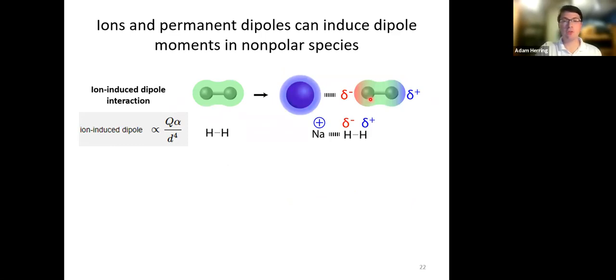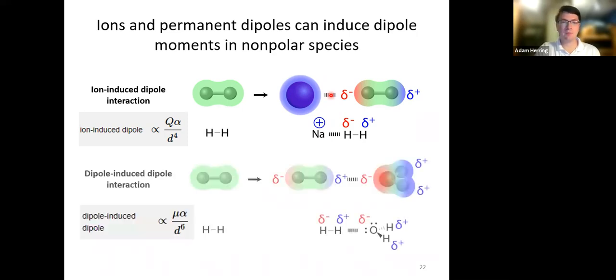Because nonpolar molecules can induce dipoles in other nonpolar molecules, it makes sense that we would expect ions and permanent dipoles to also be able to induce dipole moments in these nonpolar species. Here's an example of an ion-induced dipole interaction. If we have a hydrogen molecule, put a sodium atom near it, the positive charge on that sodium atom is going to attract the electrons on the hydrogen molecule towards it. That's going to create an attractive interaction that we would call an ion-induced dipole.